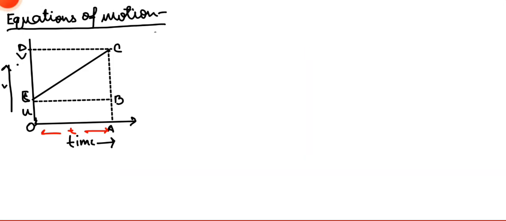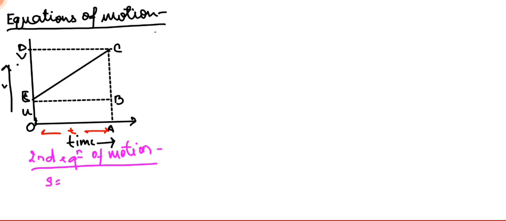Now, let's see the second equation of motion, students. In the second equation of motion, we were finding the distance, s is equal to ut plus half at square. And we know in the velocity time graph, the area enclosed by the slope of the velocity time graph and the time axis is known as the distance traveled. So here distance traveled will be equal to area of this triangle plus area of this rectangle.